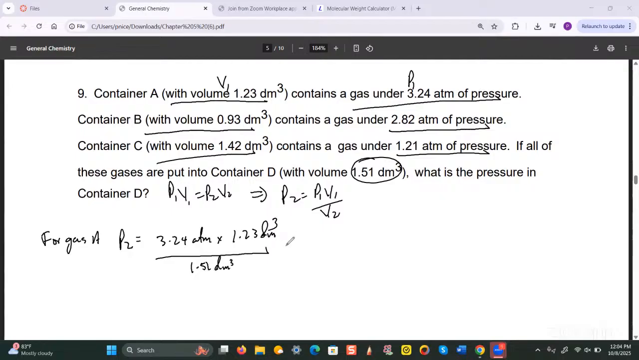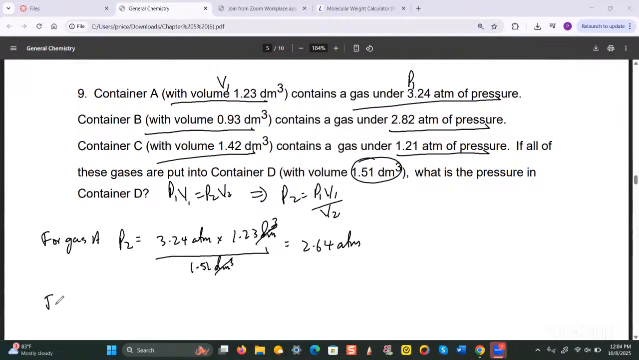All right? So let's see what that gives. That's 3.24 times 1.23, and then divide that by 1.51. According to my calculation, this works out to be equal to 2.64 atmospheres, because the decimeter cube units will cancel. So that would be the pressure exerted by gas A when it finds itself in container D.